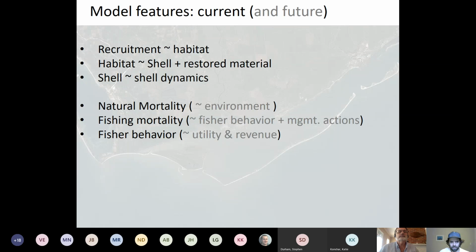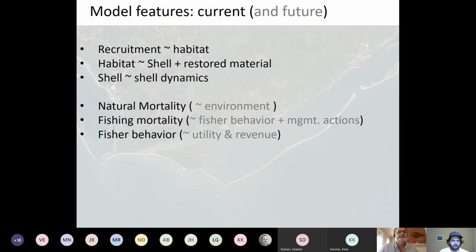So that's the first assumption. And then the second little tweak here is that we can make the habitat available for recruitment a function of shell, and I said plus restored material. And now the shell is going to be a function of shell dynamics. So what I've done is sort of mimic the very detailed calculations that Tom and other folks have done to say, well, oysters that die naturally in the water would produce shell. That shell is lost at some rate, which may be variable with other things. And that shell is going to be used for the recruitment.